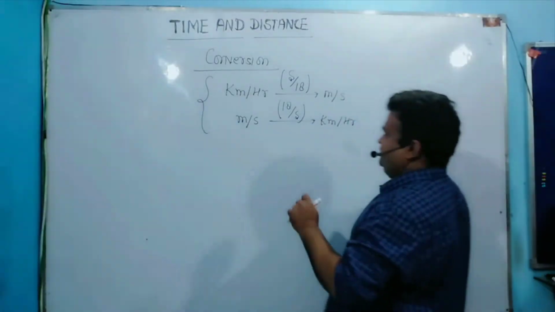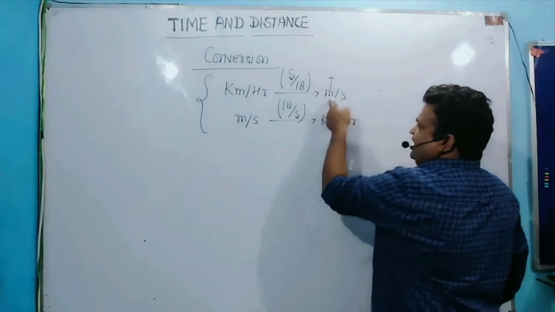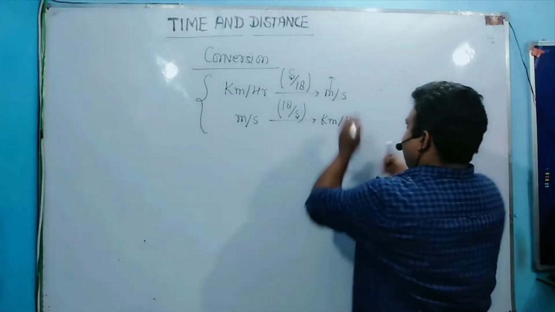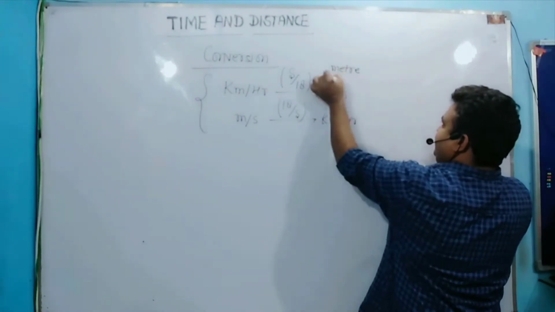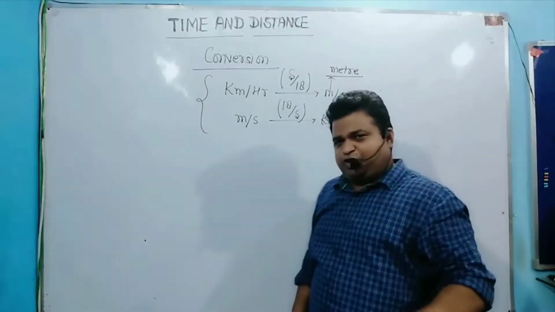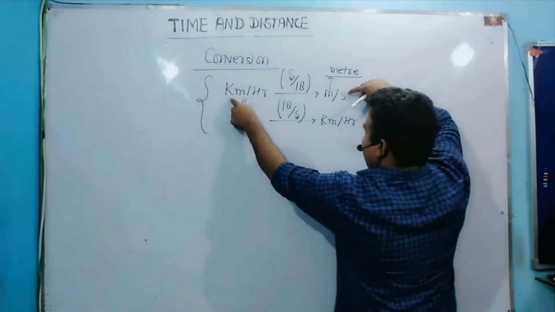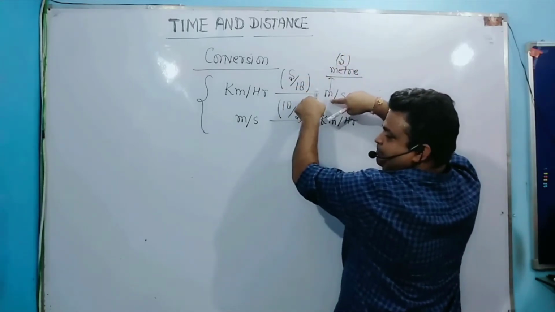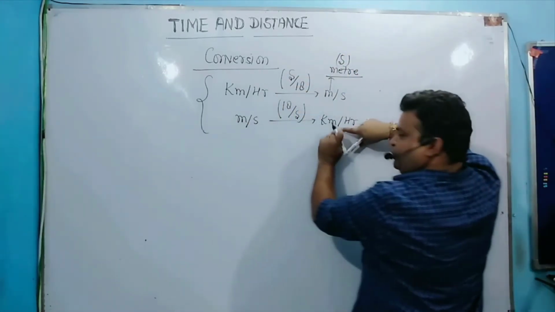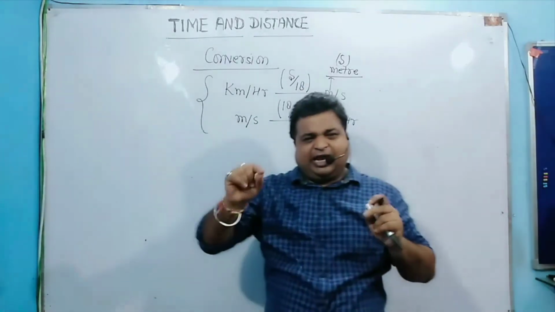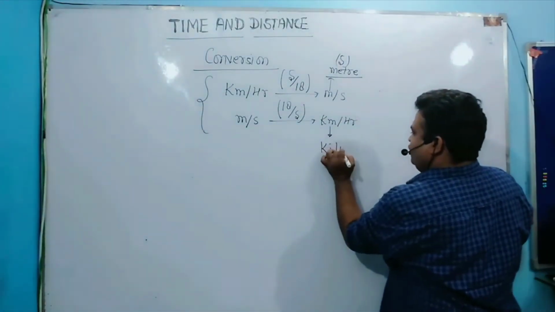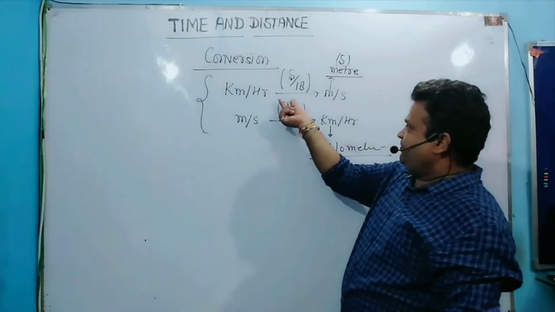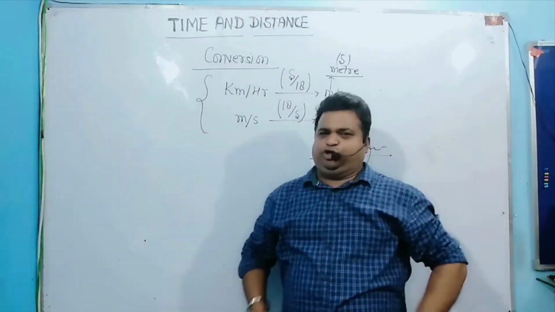So here is one trick to remember. How many alphabets are in meter? M-E-T-R-E, 5 alphabets. So if there are 5 alphabets, when converting kilometer per hour into meter, you multiply 5 first, 5 divided by 18. And when you convert meter into kilometer, there are many more letters. Kilometer, K-I-L-O-M-E-T-E-R, which is more than 5. So you need to multiply 18 by 5. So it is easy to remember.